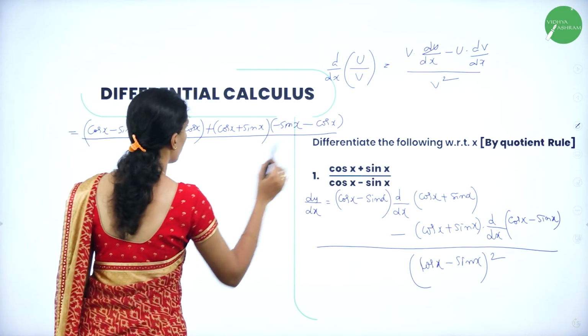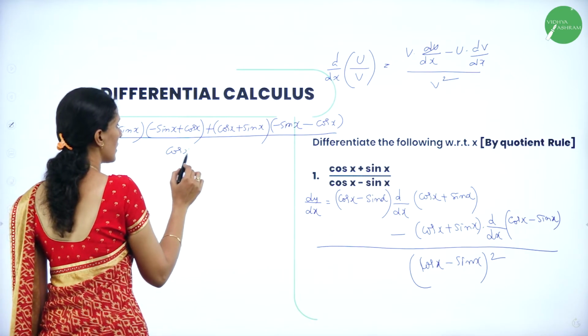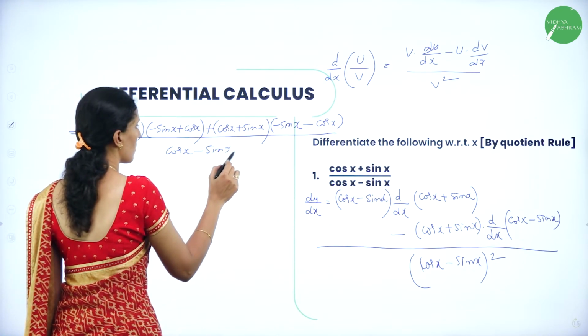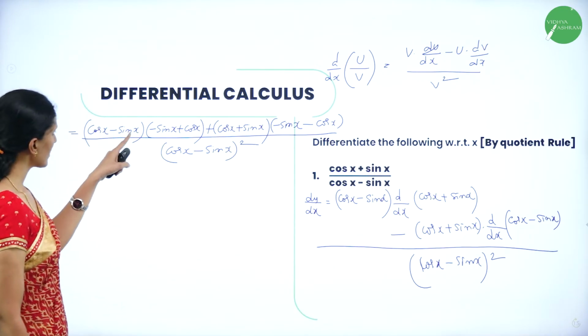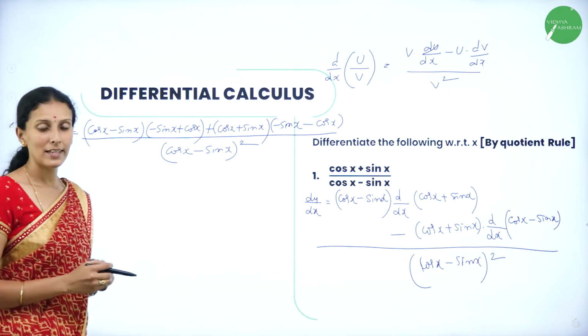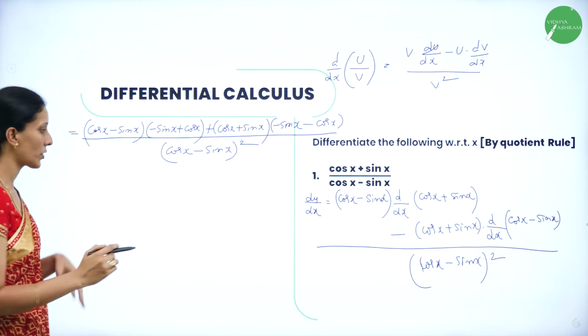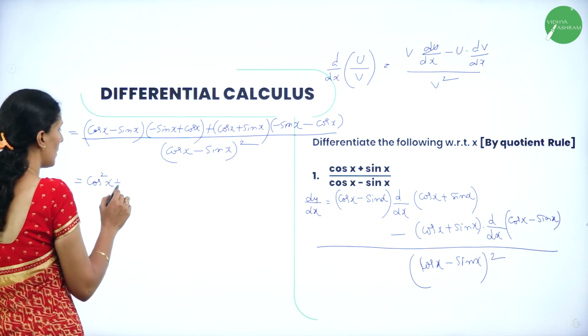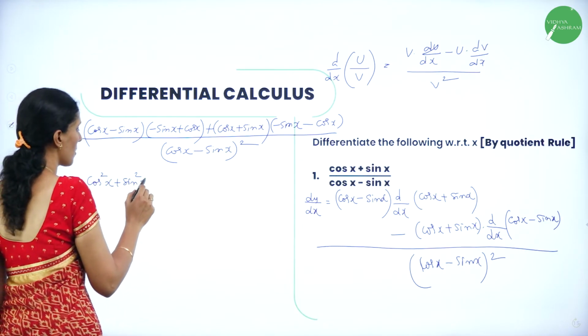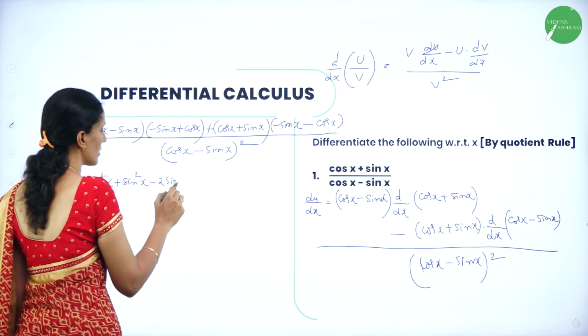So here we have cos x minus sin x whole square. Now here you can see this is cos x minus sin x, cos x minus sin x, that is cos x minus sin x whole square. You can write it as cos square x plus sin square x minus 2 sin x cos x.